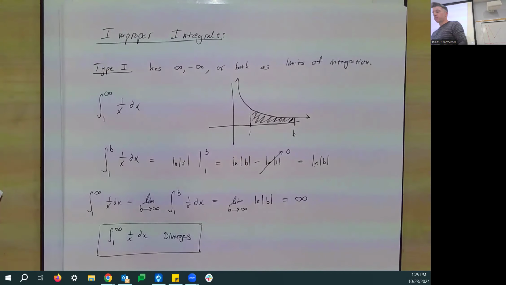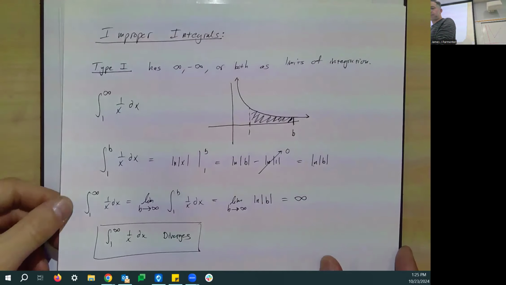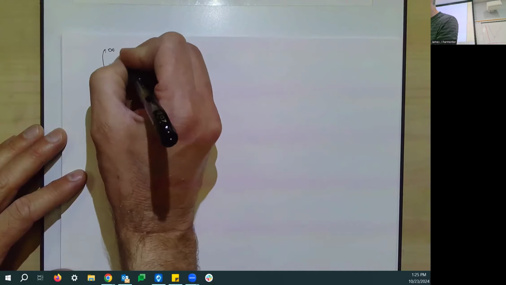Okay, keep going. Not every improper integral diverges. That would be boring. Some of them converge. Let's skip the next typical example and do this one, the integral from 1 to infinity of 1 over x cubed.